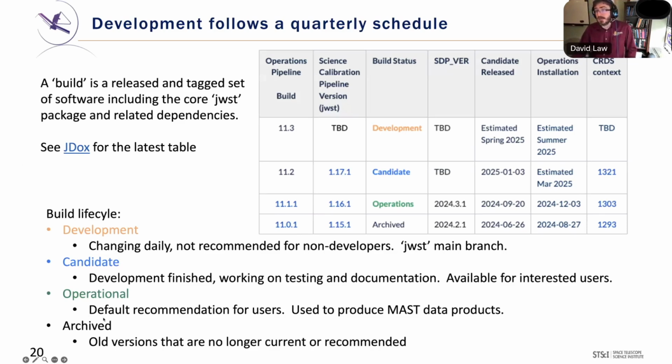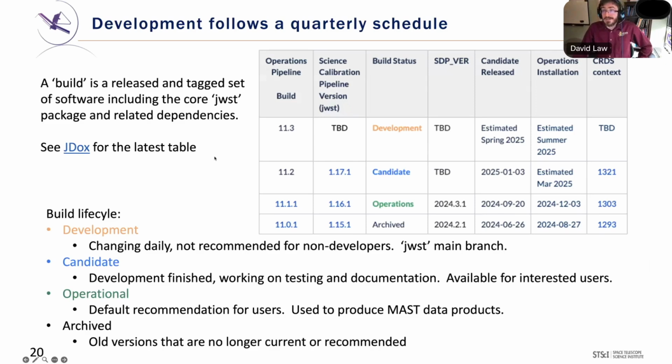And then finally, there's the archived versions, things that used to be our operational builds, but are now getting old enough that they're not the versions we run anymore. This gives you an idea about roughly where we are right now. This table is actually out of date as of 2 days ago, so I need to update it. We're still working on developing build 11.3, but operations actually just switched over from 11.1 to 11.2 earlier this week. So our candidate had finished testing, now it's actually in operations, and soon we'll be moving on to the next stage of development.